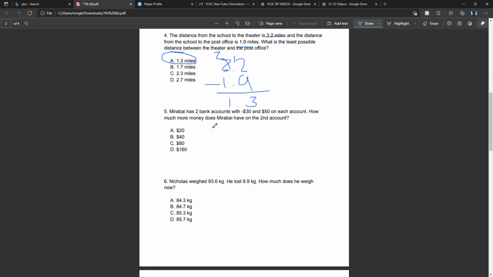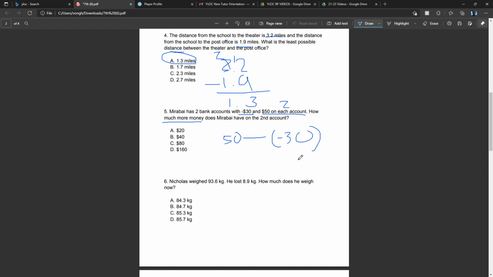For number 5, Mirabai has two bank accounts, one with negative $30 and one with $50. How much more money will Mirabai have in the second account? So you have negative 30 here in a bank account. You never want that, because then you're basically broke. But since we're trying to find how much more money she has in the second account, let's just assume that this account is the second account and this one's the first. So we have $50 and we're trying to find how much more, so we subtract the other value, which is negative 30.